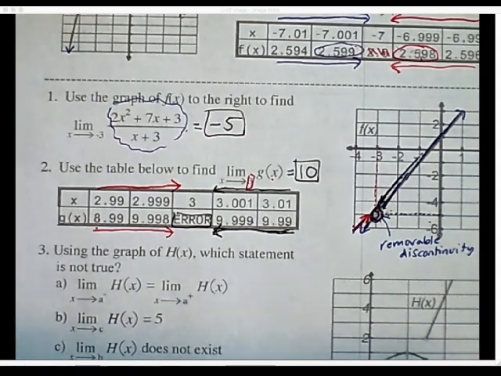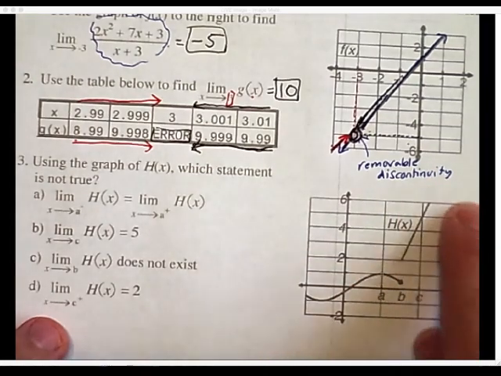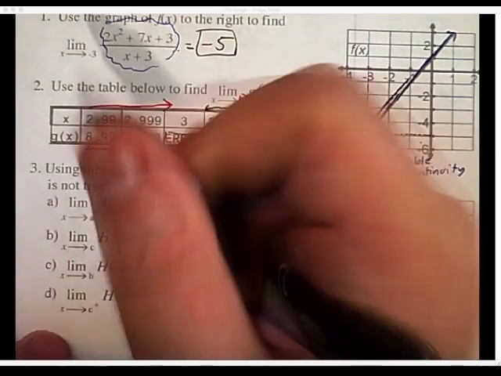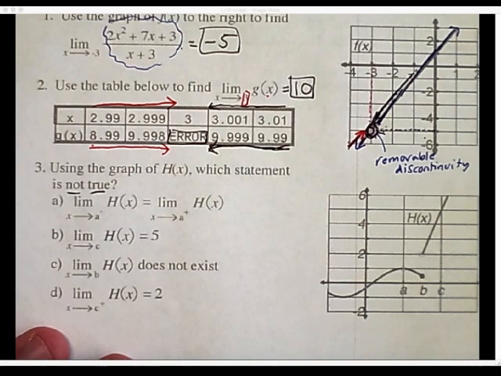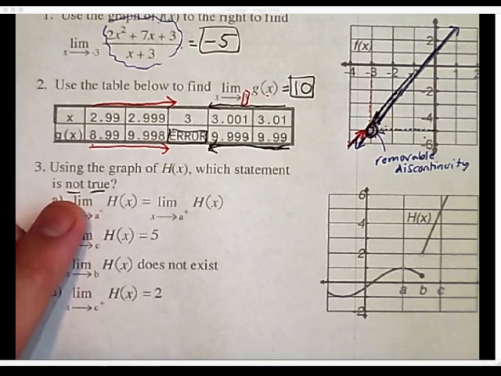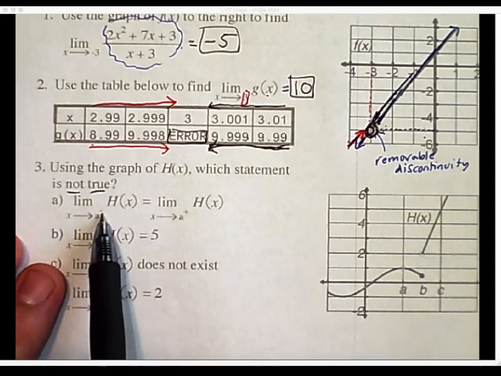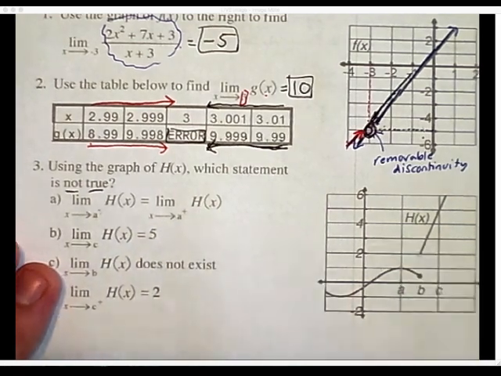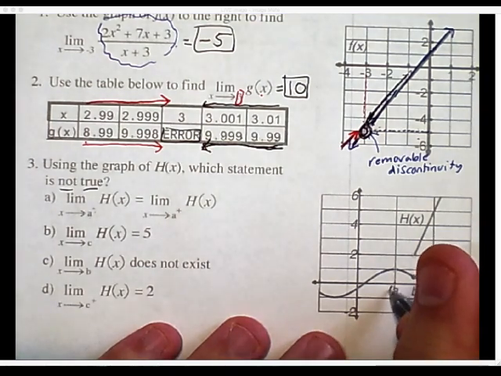So now let's try problem 3. It says using the graph of h of x, so here on this graph, this is the graph of h of x. It says which statement is not true. Okay, so let's read each part and let's decide which one's true. What about part A? It says, does the limit of h of x as x approaches a with a minus sign, which means from the left, equal the same thing as the limit of h of x as x approaches a from the right? So here's my x value a. So I'm going to focus in on that.